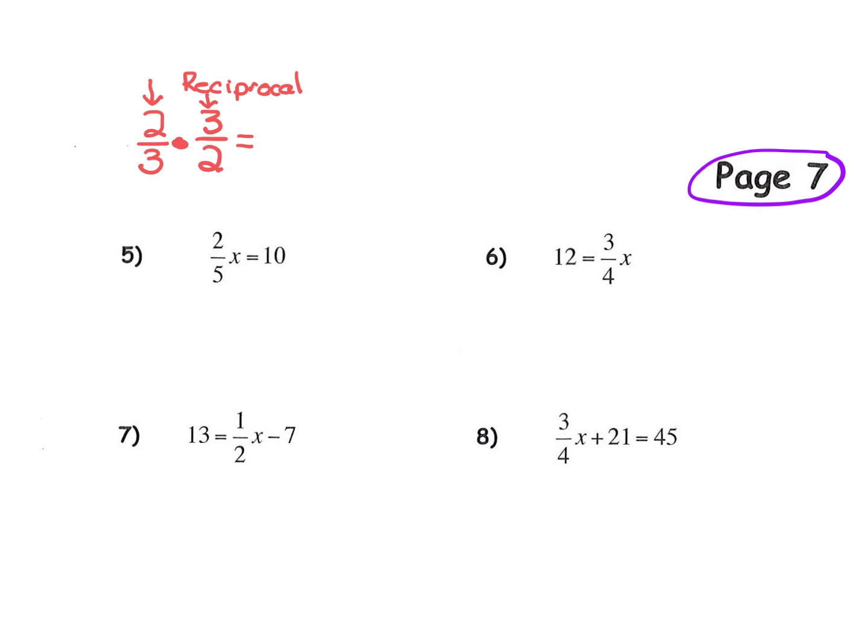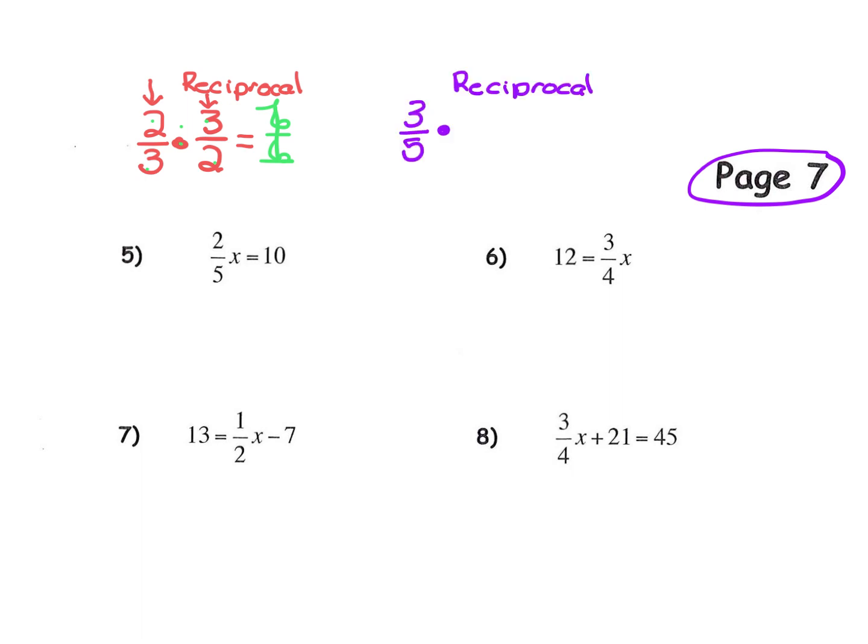It works like this. Top times top gives us 6. Bottom times bottom gives us 6. And of course, that's equivalent to 1. And that's going to help us one out coefficients that are fractions. Let's try another one.